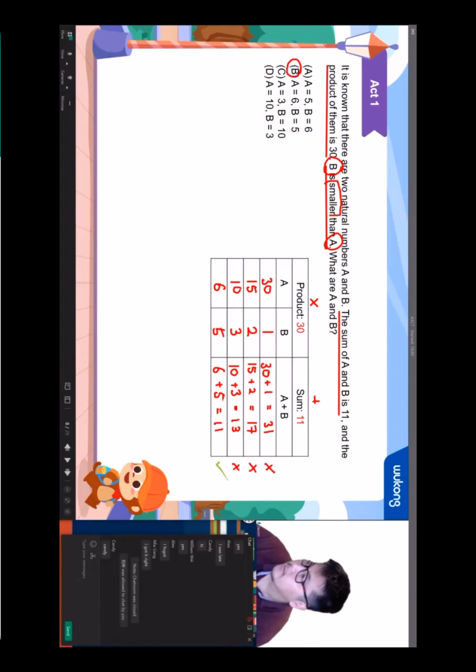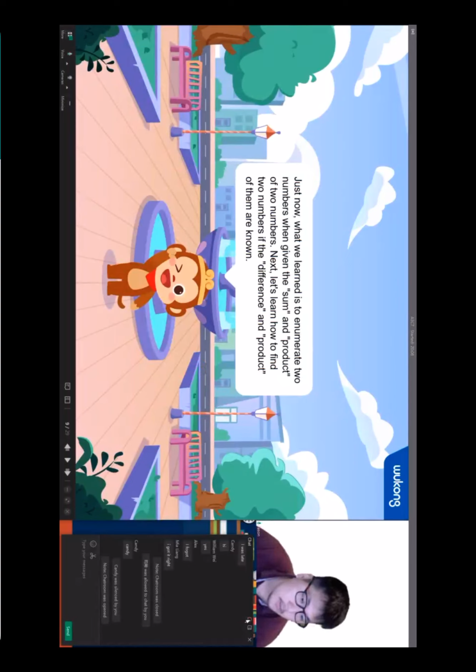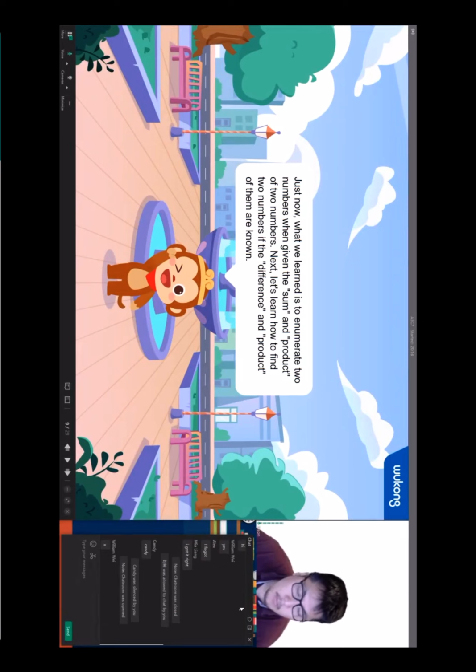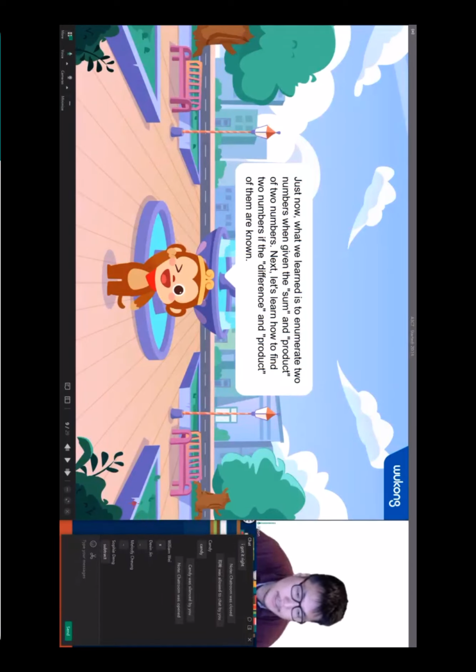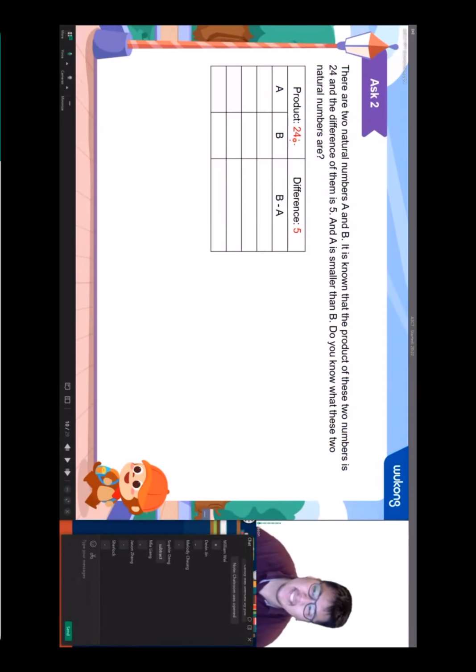Okay. All right, so now we have just finished learning how to enumerate, making a list with 2 numbers when we know the sum and the product, guys. Now, let's learn how to find the 2 numbers if we know the difference and the product. So what do you think difference is, guys? If sum was plus, difference is times? No, William. Minus. Yes, that's right. It's minus. Subtract. Good.